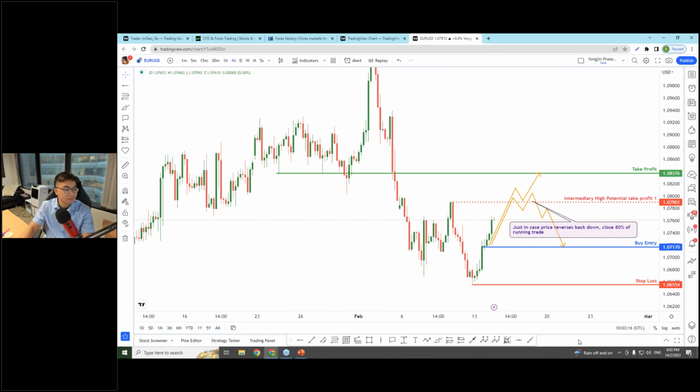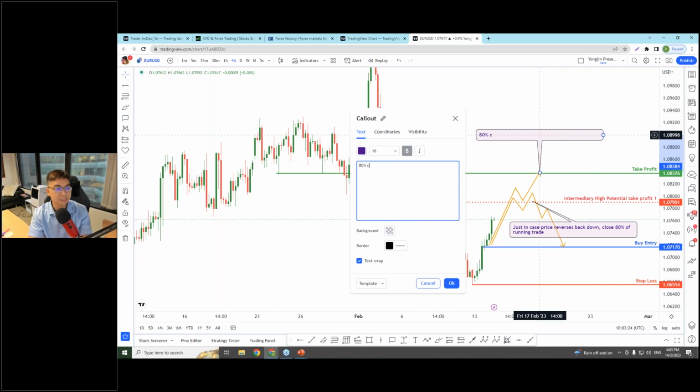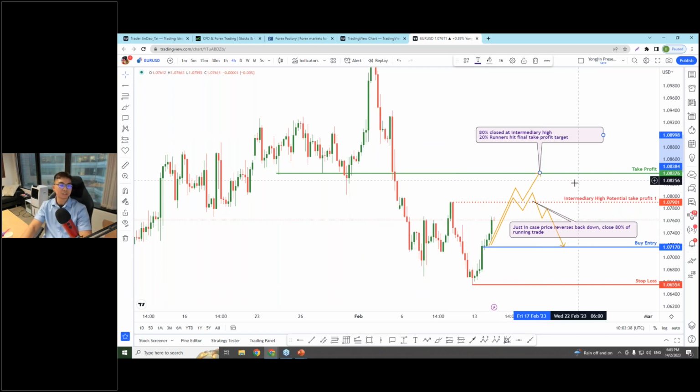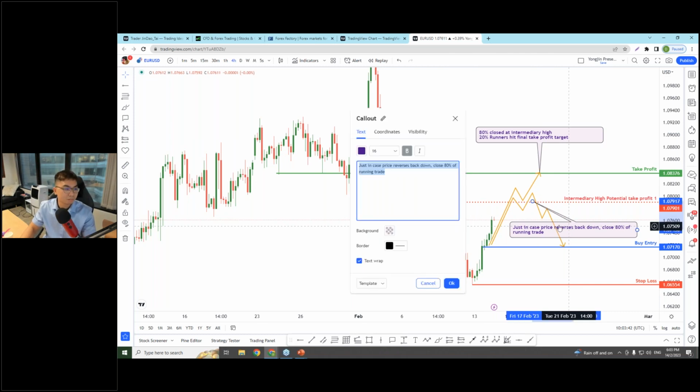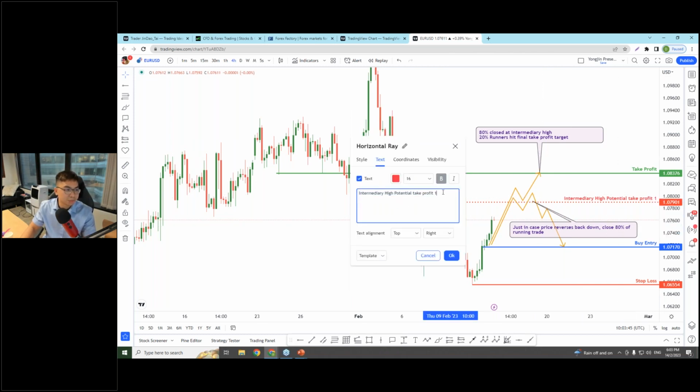So if this situation continues going up and hits your final take profit target, you would have 80% closed at the intermediary high, then 20% runners hit the final take profit target. So this is an example of how you can actually set take partial. The moment price hits your take profit 1, you should set the trade to break even.